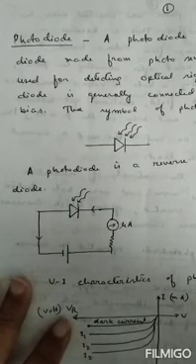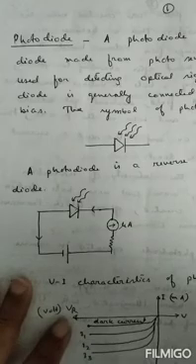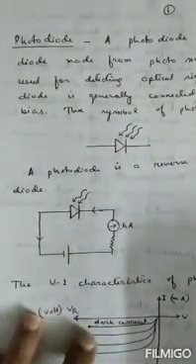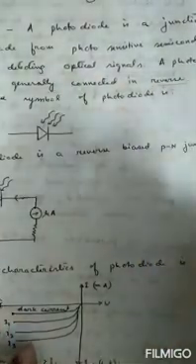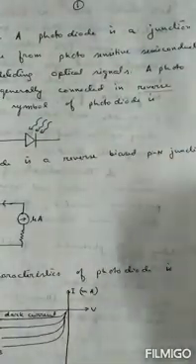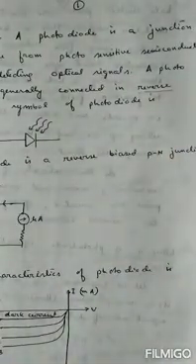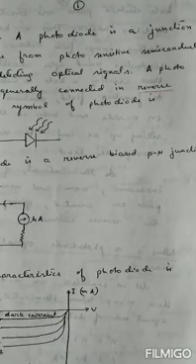A photodiode is generally connected in reverse bias. We know that there are two biasing conditions: one is forward bias and one is reverse bias. Photodiode is always connected in reverse bias.